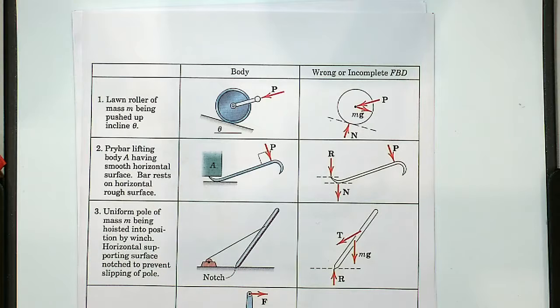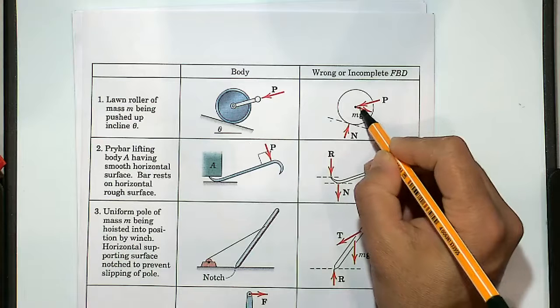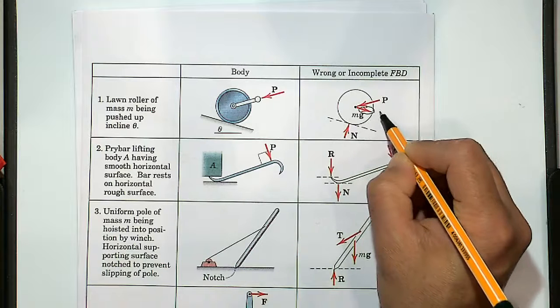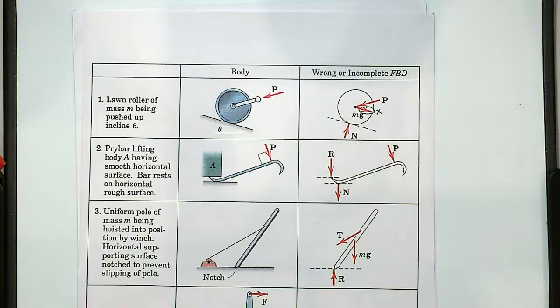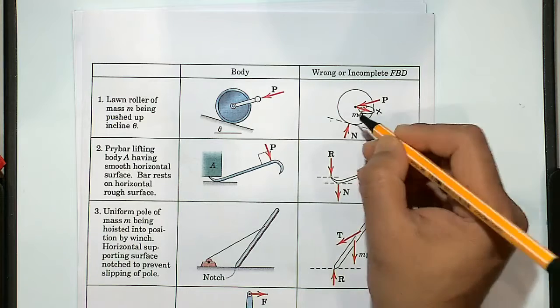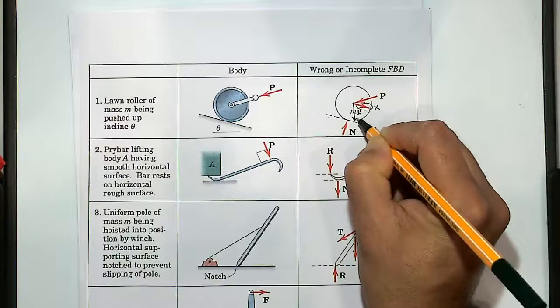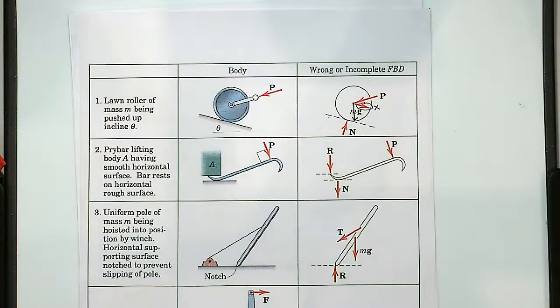An incredibly noticeable mistake over here is the location of mg. mg does not act perpendicular to the slope. It acts directly downwards. Absolutely. So mg would act in the downward direction. Okay? That's good. We have done one correction already. What else?